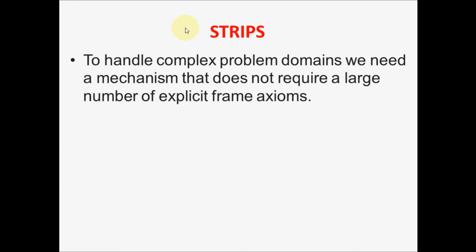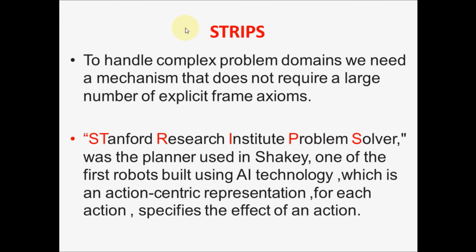So then the Stanford Research Institute Problem Solver was designed, STRIPS. It was a planner. It was used in Shakey, one of the first robots built using AI technology, which is the action-centric representation. For each action, it specifies the effect of the action. So STRIPS was designed by Stanford Research Institute for a very famous robot in olden days called Shakey.